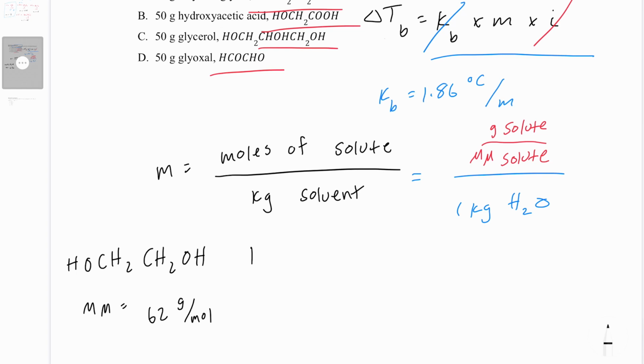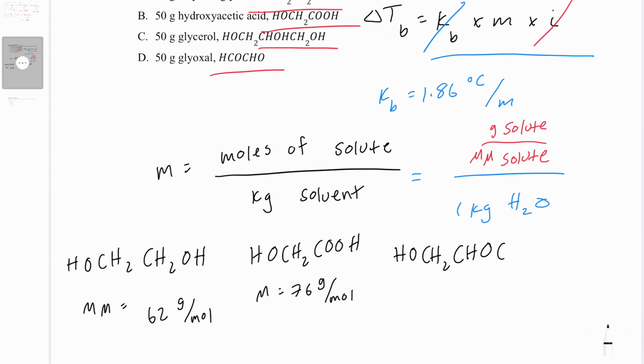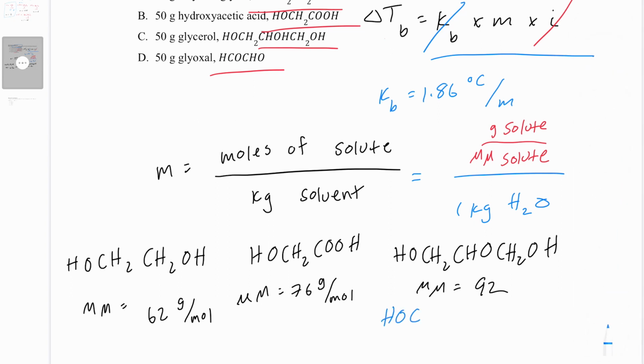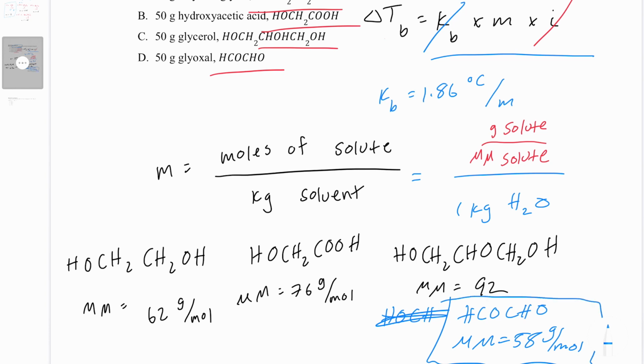Let's look at the second one, HOCH2COOH. That has a molar mass of 76 grams per mole. Then we have HOCH2CHOCH2OH. That has a molar mass of 92. But our last option, HCOCH, has a molar mass of 58 grams per mole. And that's the one with the lowest molar mass. So our answer here is D.